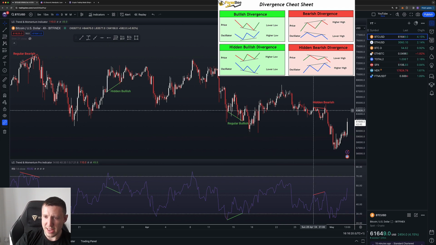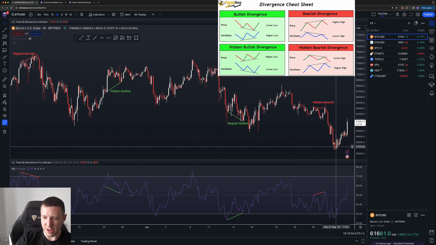low. And then finally, over here on the right-hand side, we've got a hidden bearish divergence. Price is ever so slightly making lower highs, whereas the RSI is making higher highs. And again, a continuation of the trend which we were already in, which was a downtrend, and we got a big drop from that.